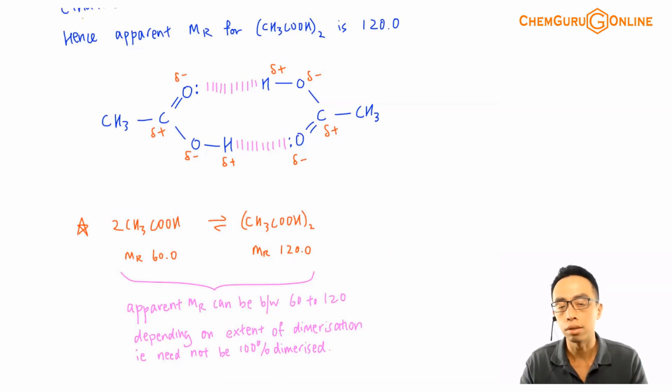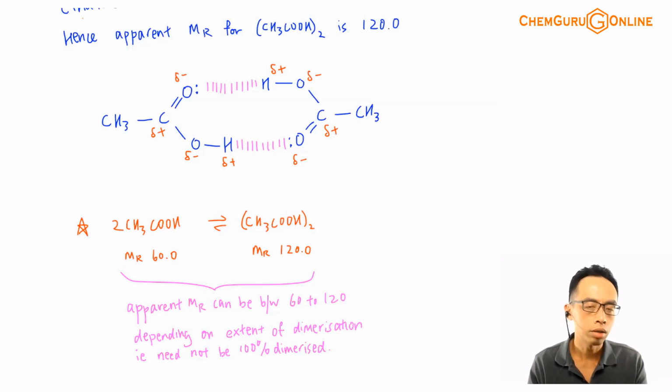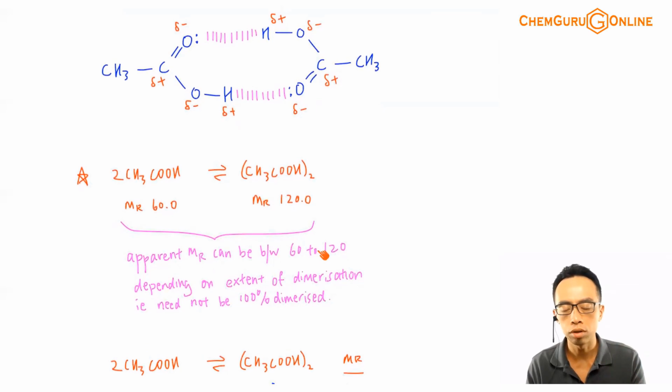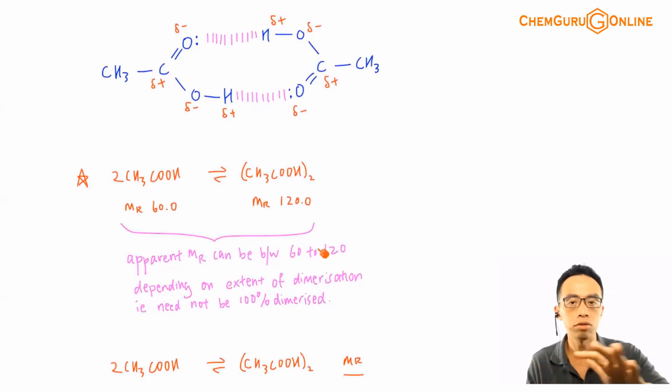But let us further this discussion. If it is a monomer, the MR is 60, and if it is a dimer, the MR is double, 120. So is this the only instance where we will have just MR 60 and MR 120, and nothing in between? That is actually not true, because the process of dimerization takes place over a range of conditions.